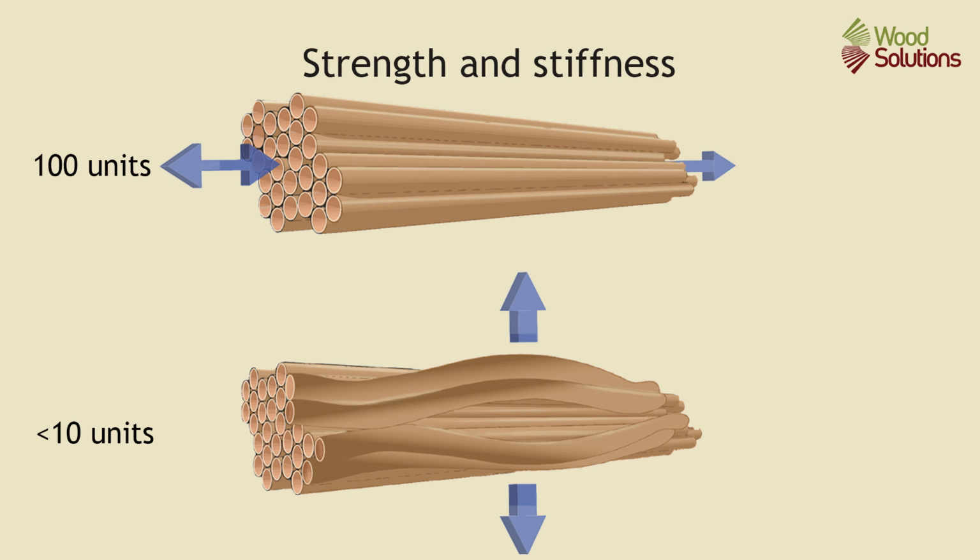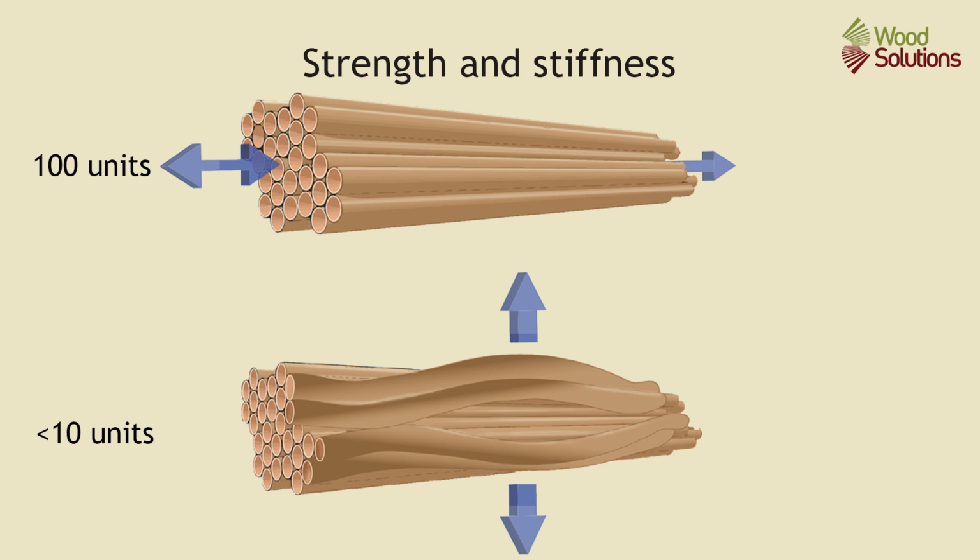So it is obvious that as soon as the direction of the load moves away from running directly along the cells, the capacity of the timber to resist the load reduces. Obviously, the more the load runs across the grain, the more strength the timber loses.